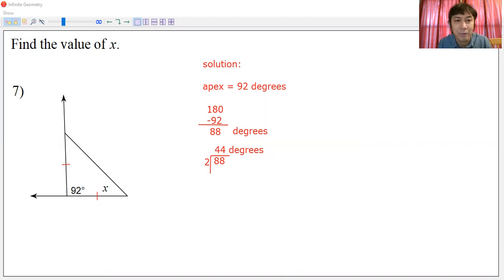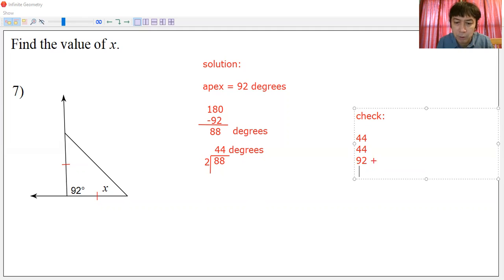There, okay? So the answer here is 44 degrees. To give a little check on the sum of all the angles in the triangle, we can have 44 degrees plus another 44 and the given 92. All right, so we will have to get the sum, and what do we get here?